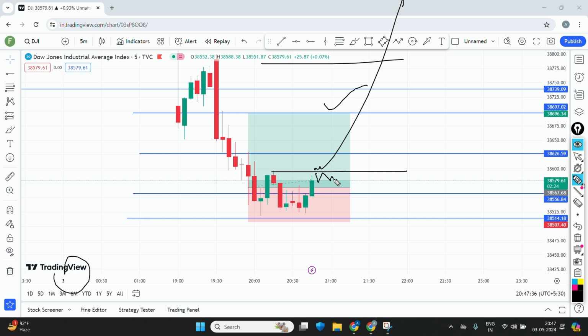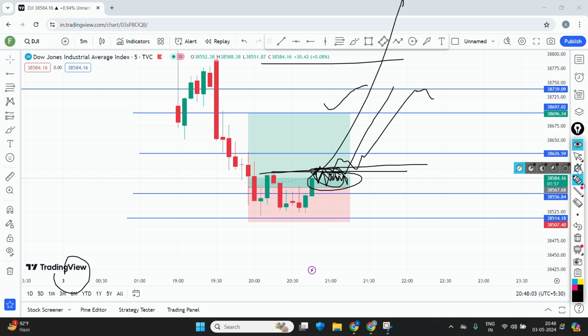It can just consolidate over here for 2 to 3 candlesticks. If the chart does this, it is more positive for you, because if the chart makes 2 to 3 positive candlesticks at this point, then the market will blast. If it doesn't, the market will still go upside, but slowly and steadily. Let's see what happens.